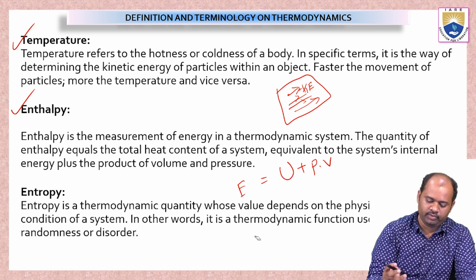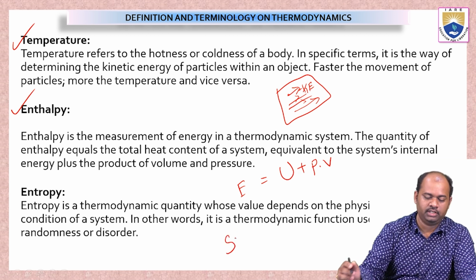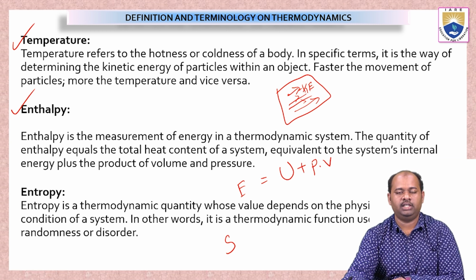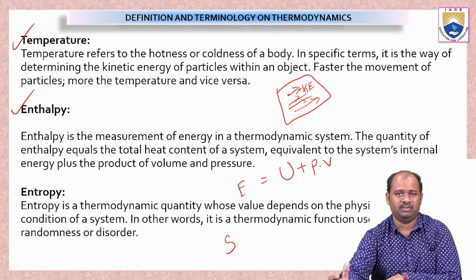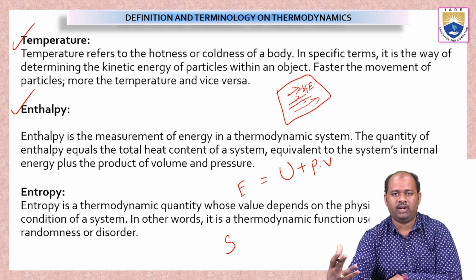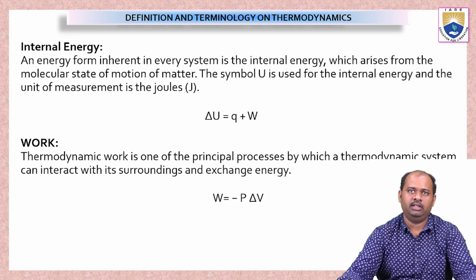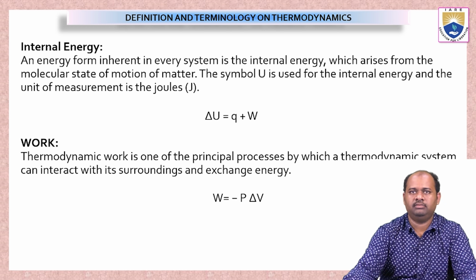Sorry, this is represented with S. So entropy is always represented with capital S, and entropy is nothing but the degree of disorderliness of a system. It will indicate how randomly the particles or the molecules are arranged inside a system. So that can be taken as entropy.